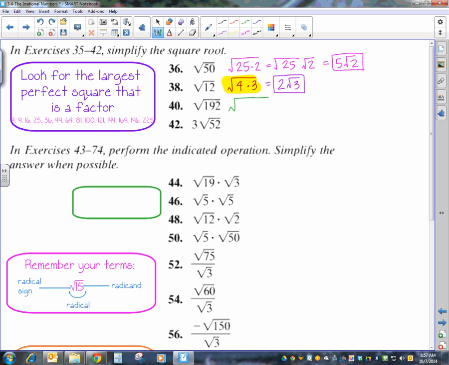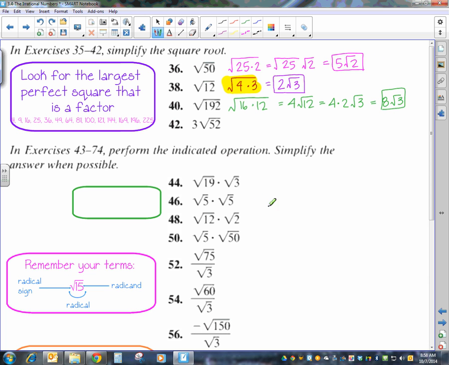192. I'm looking for 4, 9. If I try 16, 16 goes into 192 12 times. Now, 12 has a perfect square in there, but if you want to go ahead and start with 16, you can. So if I say that's 16 times 12, then I know that is 4 times the square root of 12. Well, I just did the square root of 12 up here. So that is 4 times 2 square roots of 3, which gives me 8 square roots of 3. Whatever's on the outside of the radical, you combine. Whatever's on the inside, you can combine.